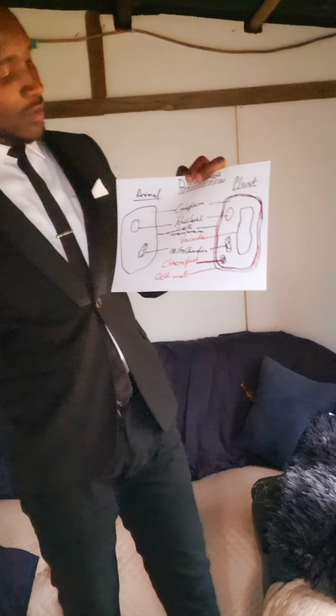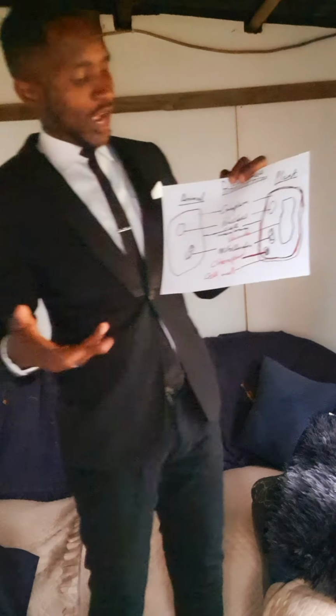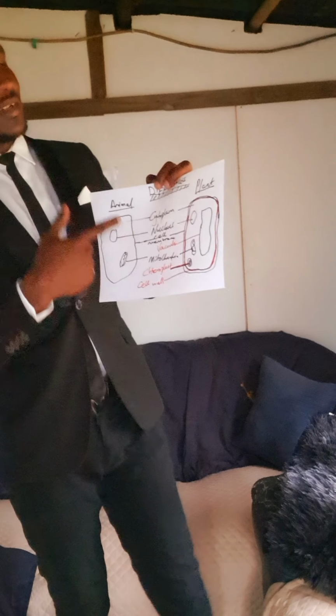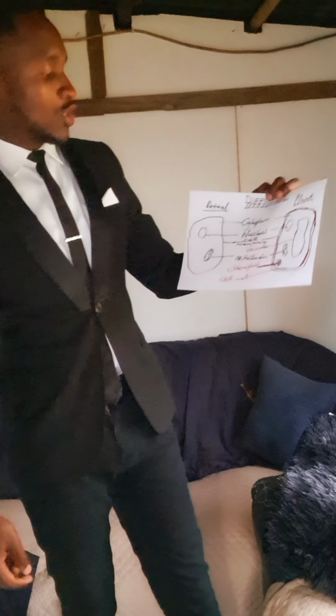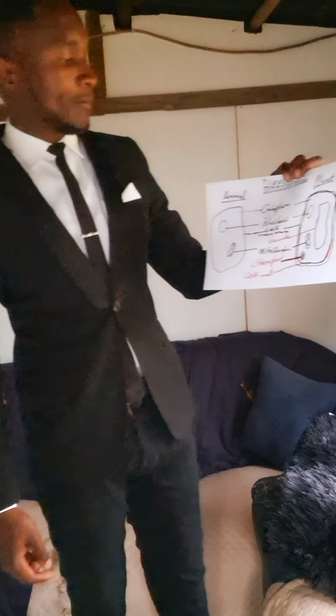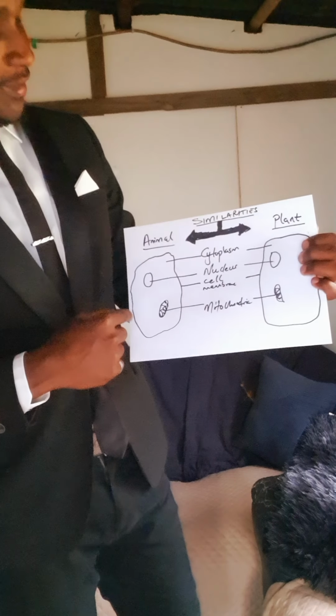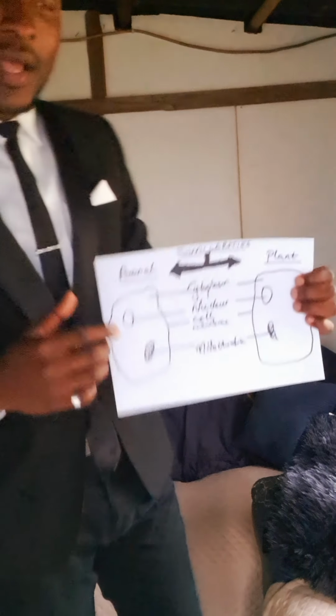Looking at this in our chart display, on my left, which is your right, we have an animal cell, and on my right, which is your left, we have a plant cell. So the difference between these two is that, let's start with something that is similar. We have a cytoplasm in both of these cells.